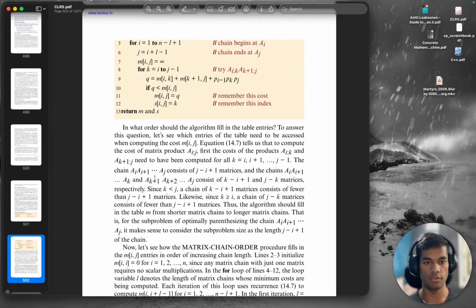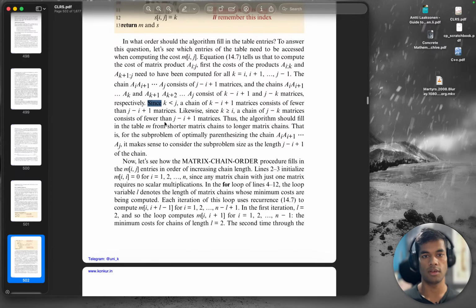Yep. The whole chain consists of j minus i plus 1 matrices, because j and i are inclusive. The chain i till k on the left consists of k minus i plus 1 matrices, and the chain on the right consists of j minus k matrices. Because we are adding plus 1 here since k is included on the left side, but k is not included on the right side.